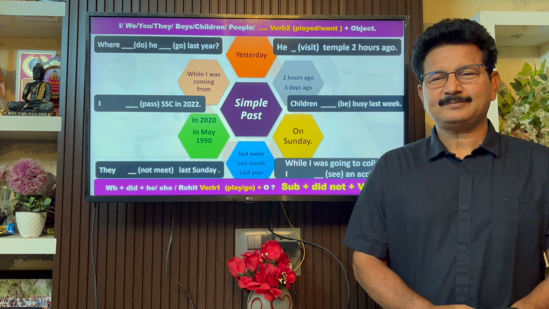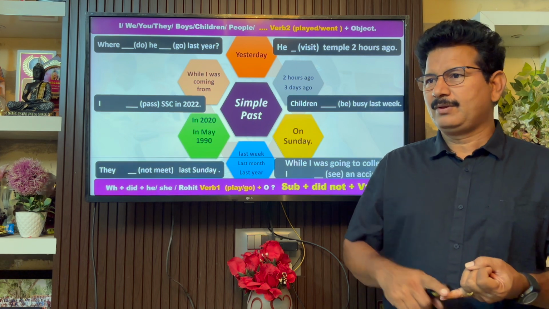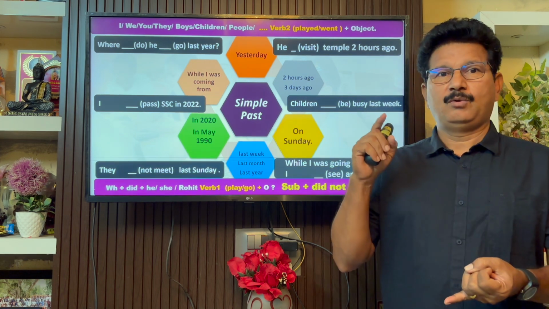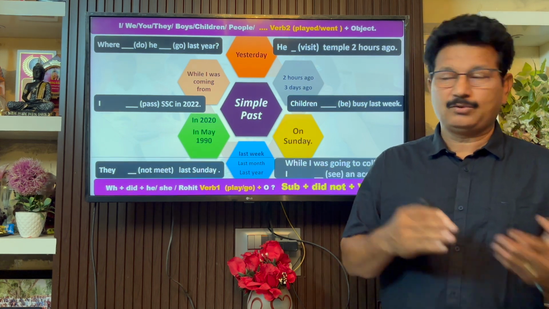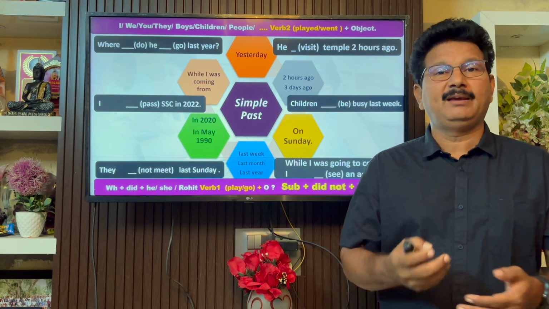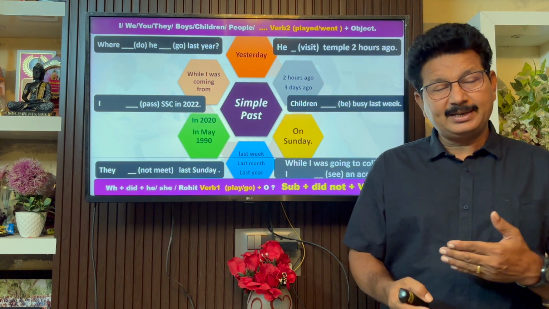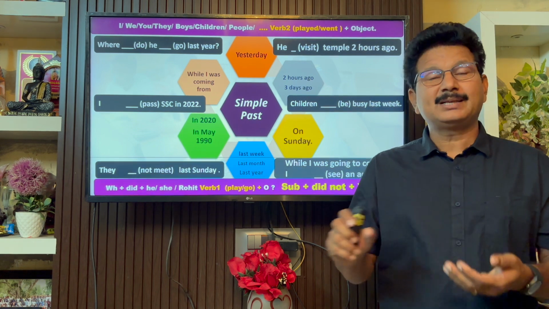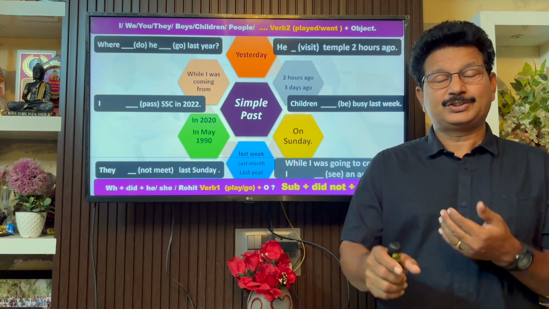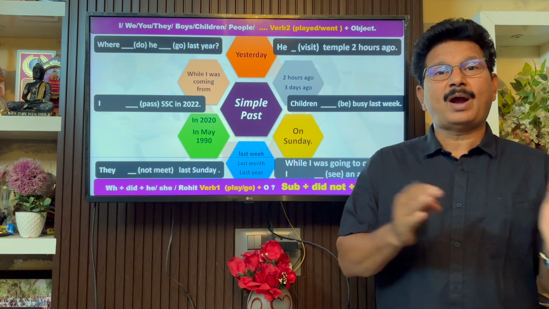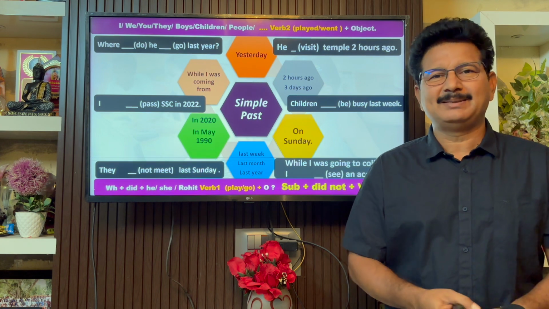Try to do it. So what are the keywords we have for simple past? Yesterday, or 2 hours ago, or last Sunday, or on Sunday. And again you can say last week, or last month, or last year. And then you can think about the year, if it is in May, or even in 2020. And there is one more case: if there are two sentences in the same question, like while I was coming from, something happened, then in that case also you can find simple past only.